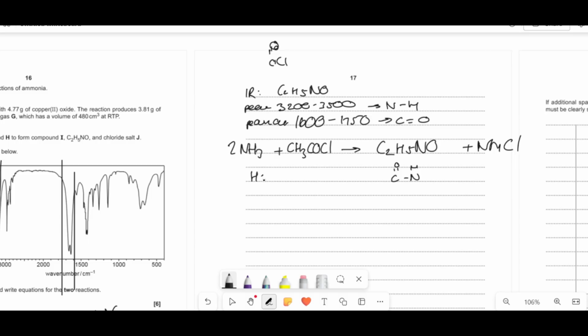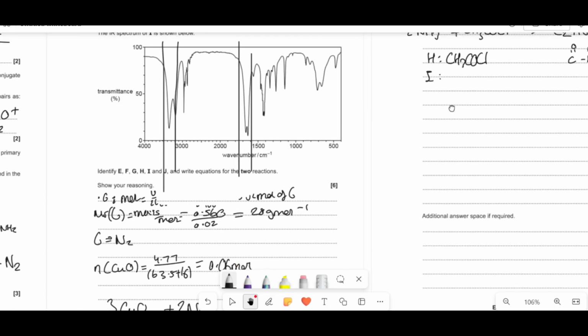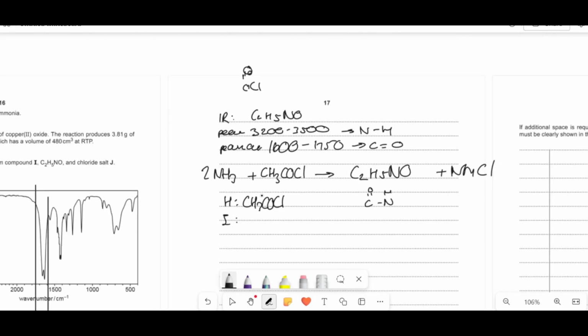So H has got to be this acyl chloride, CH3COCl. I is that, but actually we want the actual structure of I, rather than just writing the same thing they told us. The actual structure of this thing is CH3CONH2, with an amide link now. And then J would be NH4Cl.